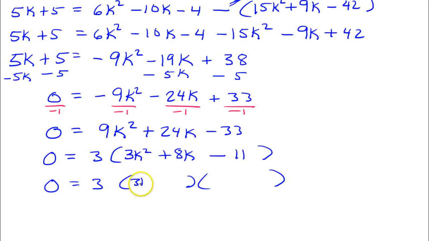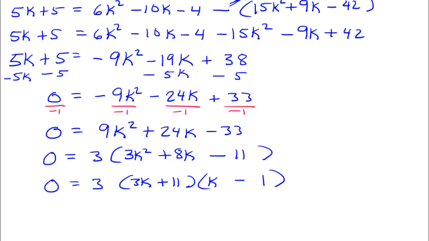3k squared can only factor as 3k times k. Now 11 can only be 11 and 1. And I'm going to put it like this. I know if I put the 11 over here, that would make 33, so that can't be it. Inner plus outer must equal middle. Inner, I have 11k. Outer, I have 3k. To make positive 8, I need a positive 11 and a negative 3. So that's positive here, negative here. Positive times negative is a negative for the negative 11. So this is working out great.